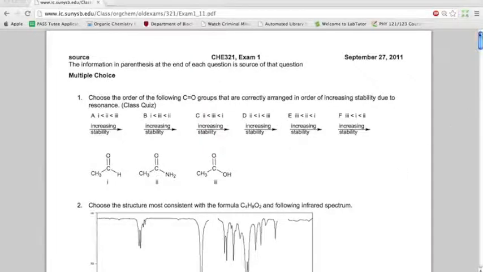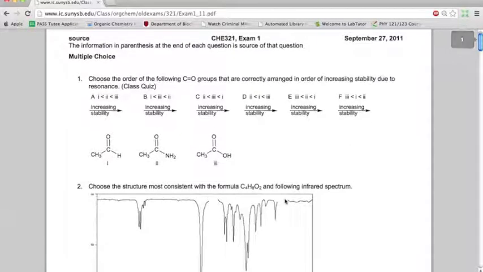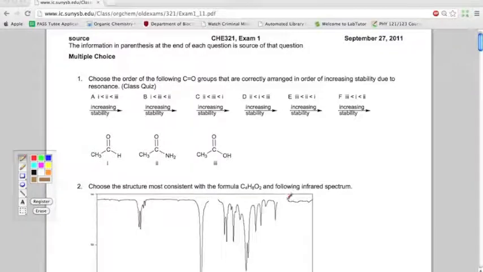And let's start with question number 1. Question number 1 is, again, something that is very important and I cannot possibly stress any more: resonance. Here you want to arrange these three molecules based on their resonance stability. To do that, we need to draw out their resonance structures.